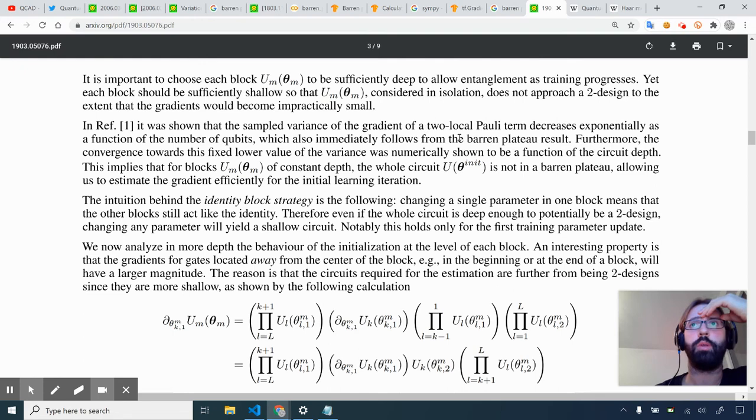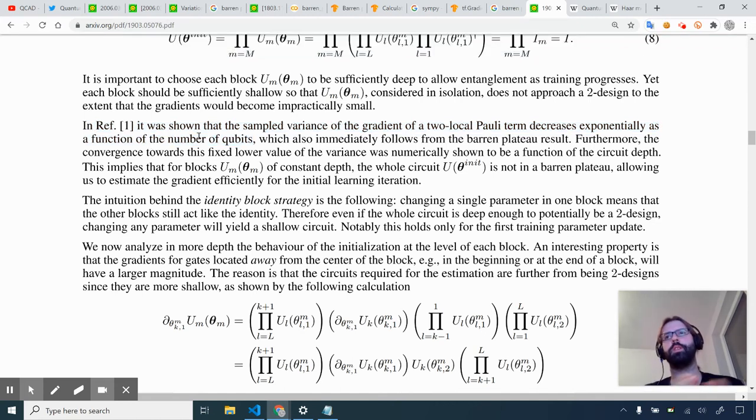The variance of the gradient of a two-local Pauli term decreases exponentially as a function of the number of qubits. That's a really interesting finding, right? So this means that the more qubits, the less effective your variational algorithm. People say variational algorithms are NISQ friendly, but it almost feels like they're actually non-NISQ unfriendly. They won't work well in actual big quantum computers. They just work well in small noisy quantum computers.